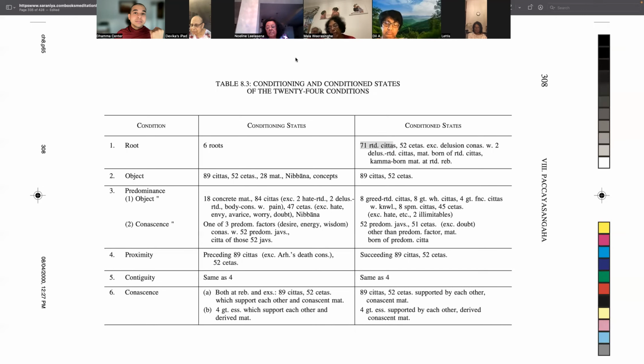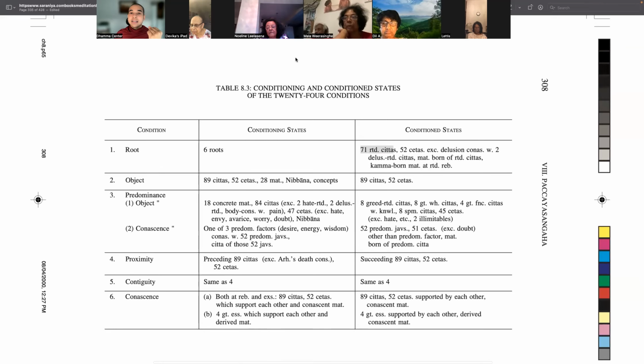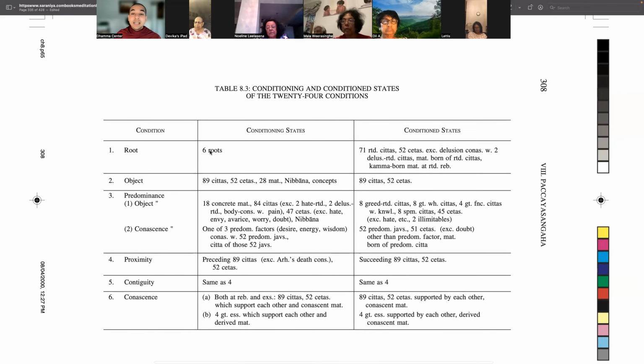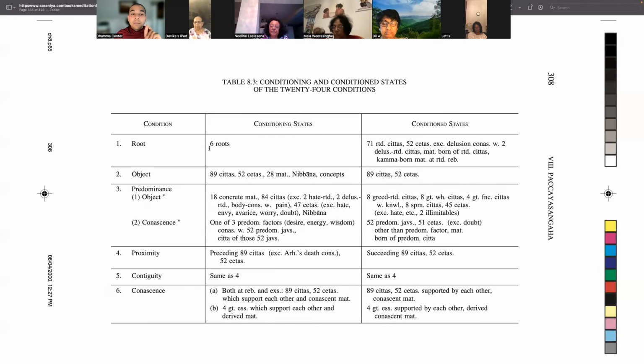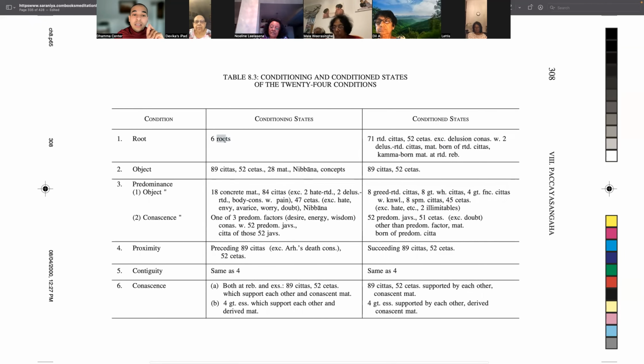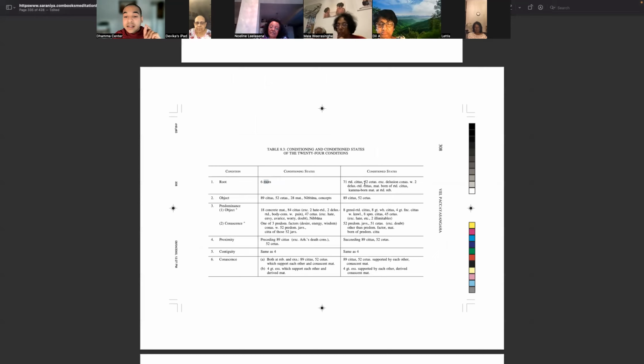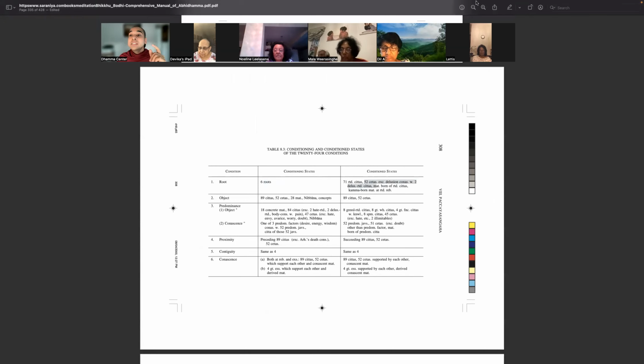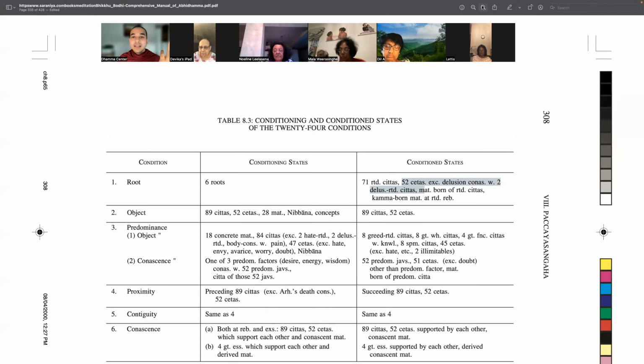Because it can't be the conditioning and the conditioned at the same time. Correct, exactly. Because moha is already there as the root. If we take moha here, it would be both the conditioning state and the conditioned state, because it only has one root. Is that clear, everyone? So that is why we exclude moha there.